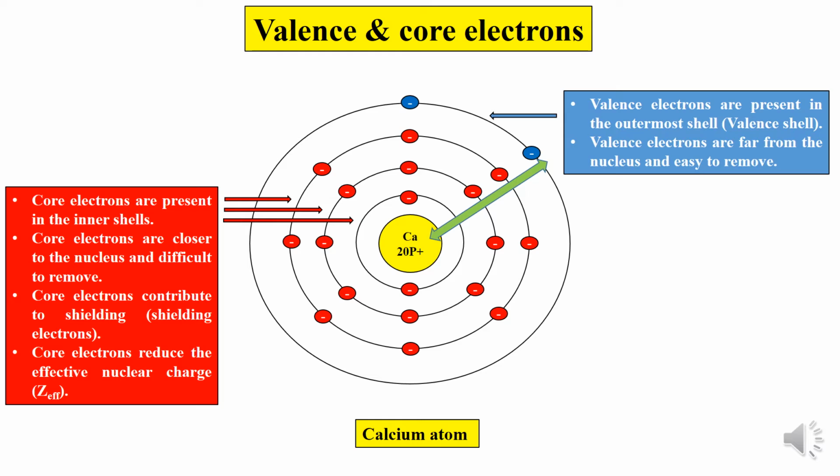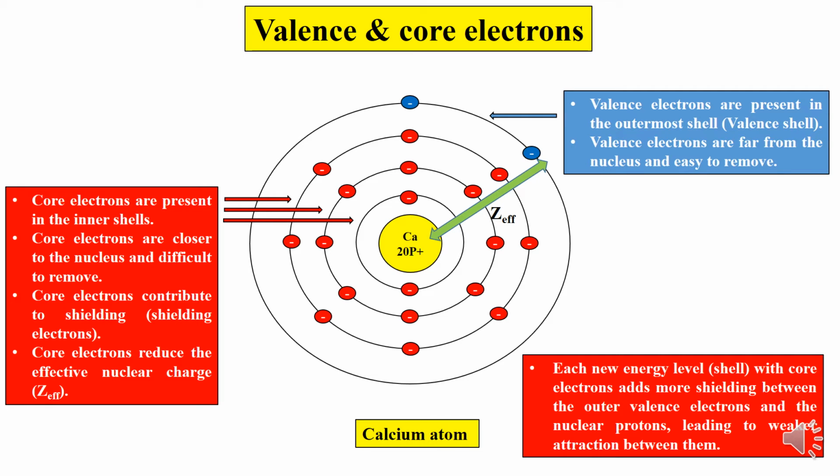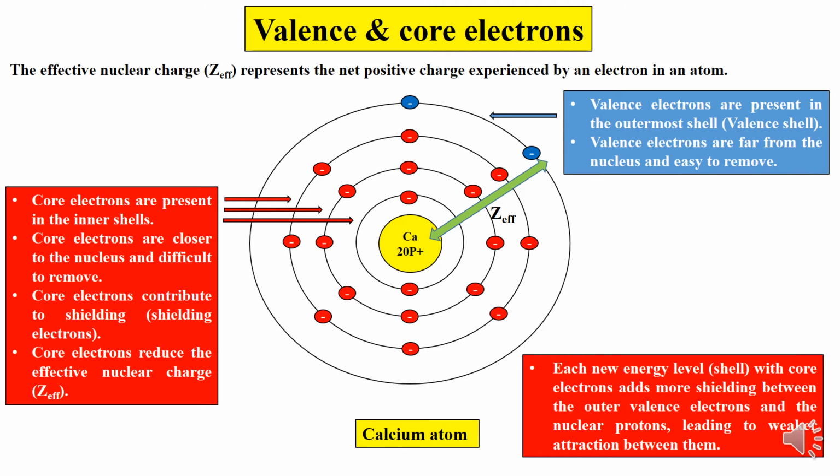So what is effective nuclear charge? Effective nuclear charge is the electrostatic force of attraction between the positively charged protons and the valence electrons. We can also define effective nuclear charge as the net positive charge experienced by the electron in a multi-electron atom. Now each new shell or energy level with core electrons adds more shielding between the outer valence electrons and the nuclear protons, leading to weaker attraction between them. Remember, the effective nuclear charge represents the net positive charge experienced by an electron in an atom.